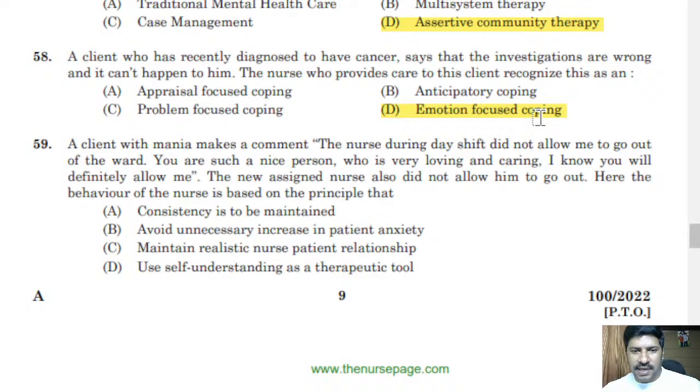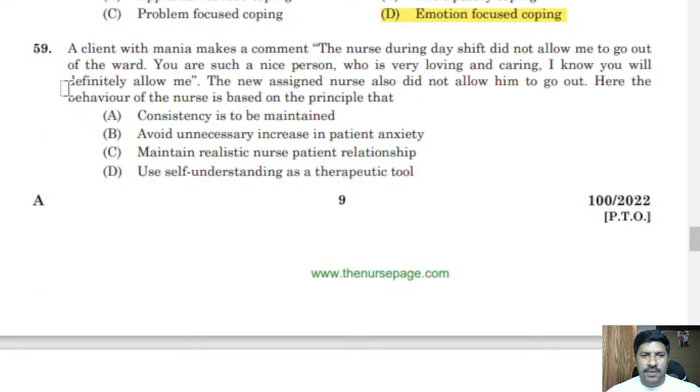In this answer I have a doubt. Actually I found appraisal focused coping, so please verify it. For the 58th question, you should verify the answer. In this answer key it is given as emotion focused coping, but I have a doubt about appraisal focused coping, so please confirm this answer.